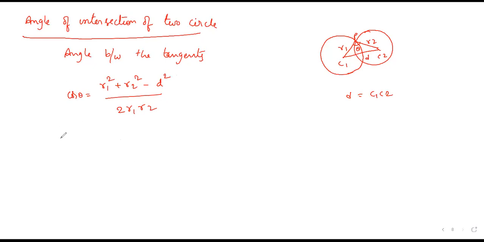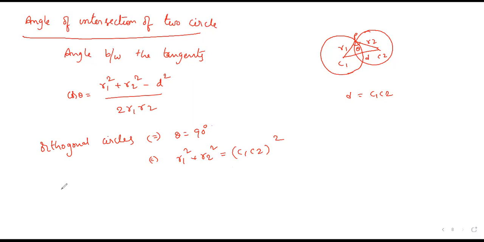Suppose the angle between the two circles is 90 degrees, then the two circles are said to be orthogonal circles. Orthogonal circles means theta equals 90 degrees. So the condition is cos 90 is 0, so r1 square plus r2 square equals C1C2 whole square. This is the condition for orthogonal circles.